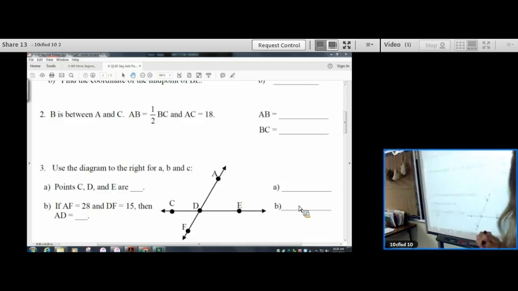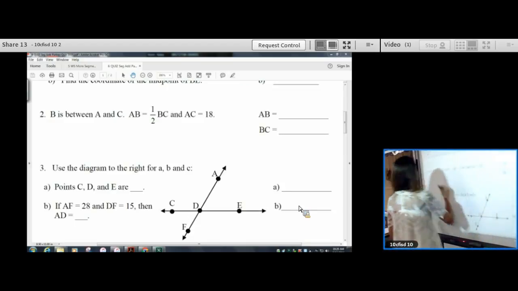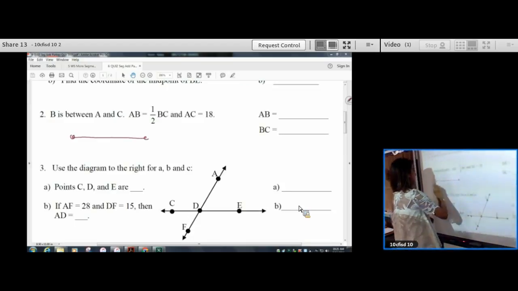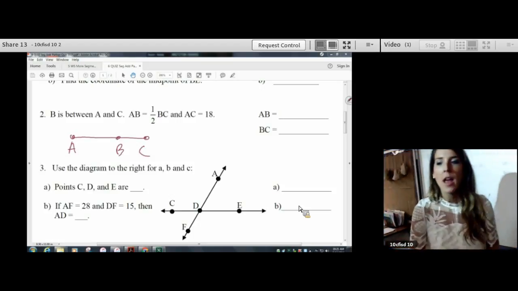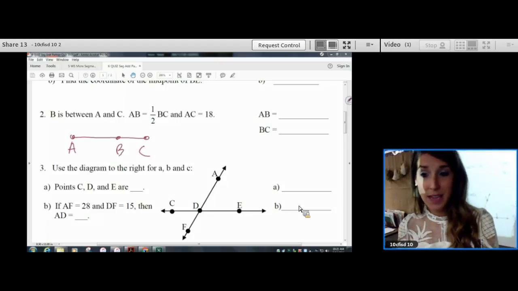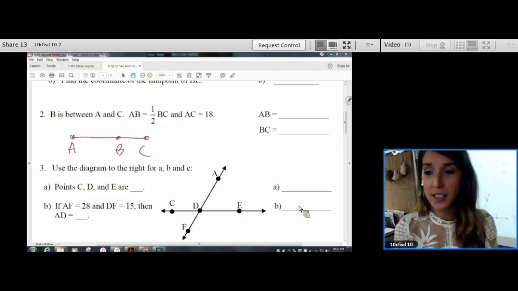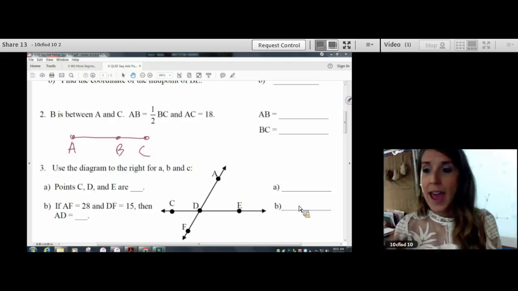Number 2, all right. B is between A and C. So I'm going to sketch a quick picture of that, AC, and put B somewhere between there. AB is 1/2 of BC. I already know my picture is not drawn to scale, but that's okay. AC is 18. Find those values.